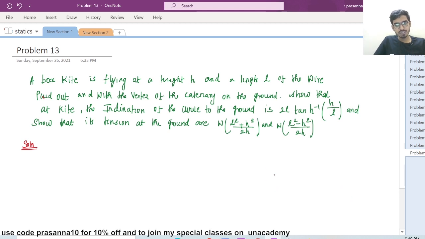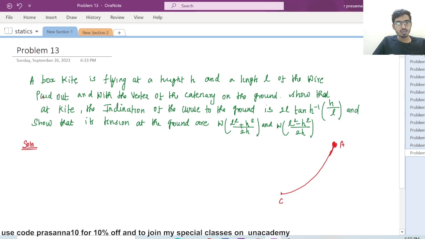So what we have here is, let us say we are flying a kite. This is the lowest point of the catenary. Let us say here is the kite.